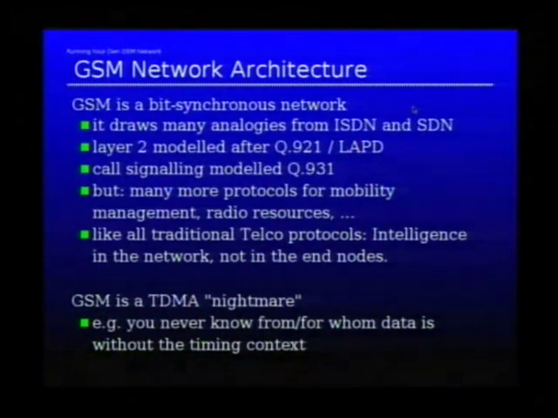The layer 2 is modeled after Q921, which is the layer 2 of ISDN. It has some extensions. The layer 3 call signaling, which is only one particular small part of the entire GSM system, is modeled after Q931, which is the basis for example of the Euro ISDN protocol, which is spoken on ISDN systems all over Europe, at least. So there are all kinds of other protocols for management of radio resources and so on and so on.